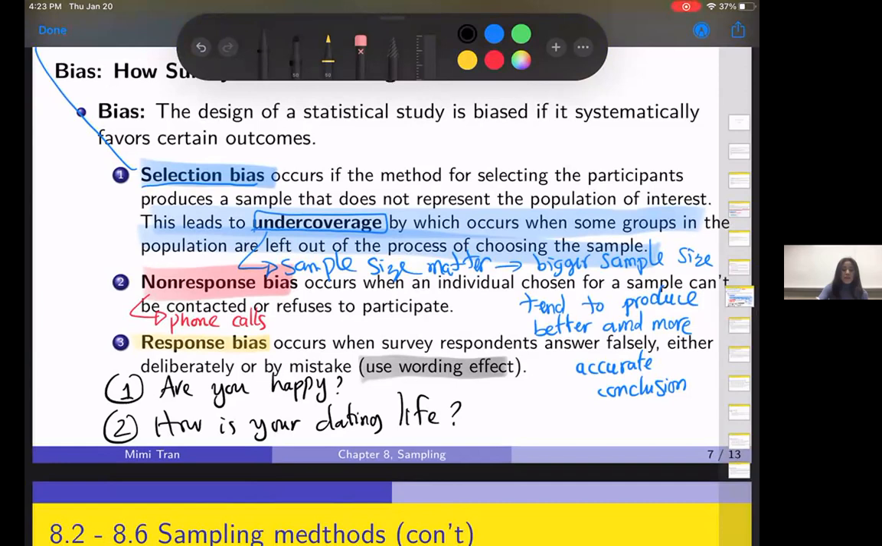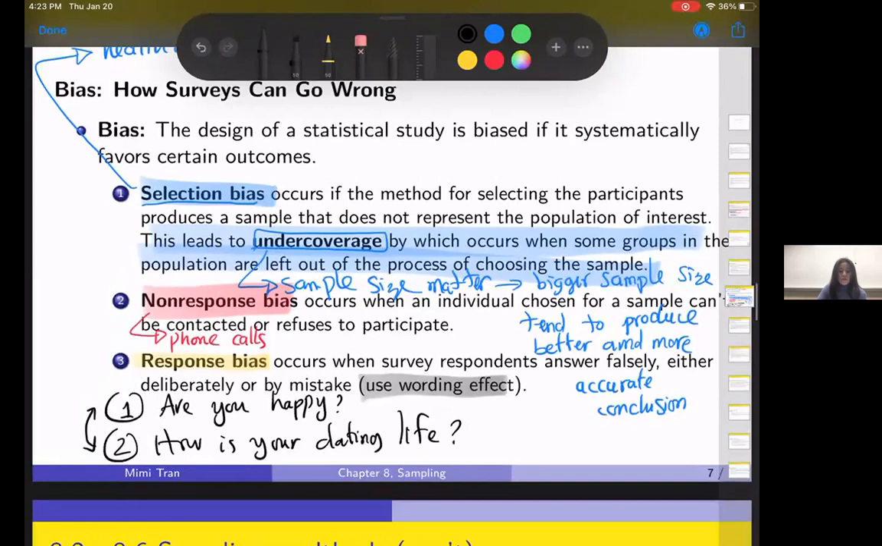Now, imagine if I reverse the process. If I ask number two first, how's your dating life, and then next I ask, are you happy? Then all of a sudden the emotion is different, right? When I ask are you happy first, you answer either yes or no, and then how's your dating life? The two questions are separate. But if you reverse the order, they kind of blend together, and you think, oh, are you asking whether I'm happy in my relationship? So that could be the wording effect. Yeah, so those are the types of bias that we encounter when we collect data or sample the data.